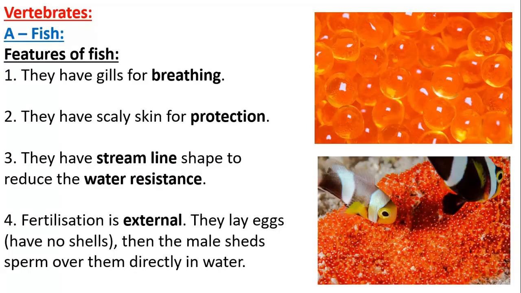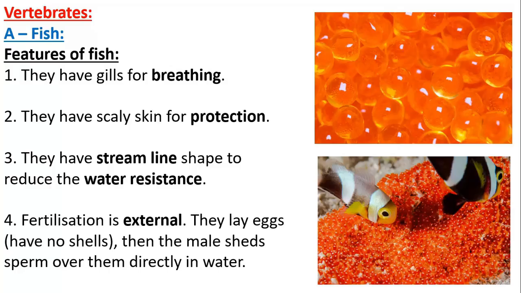Features of fish. All of the fish have gills for breathing. What does this mean? When you breathe in and breathe out, you use your lungs for this, right? But fish do not have lungs. So how do they breathe? How do they get the oxygen they deeply need for cellular respiration, which is very important for their survival and for them to become living organisms? They get it by passing the water through the gills.